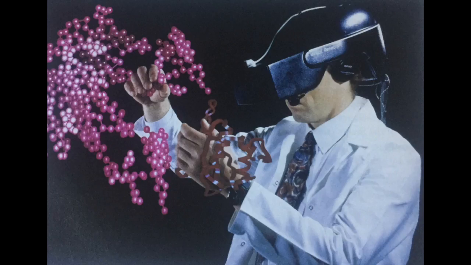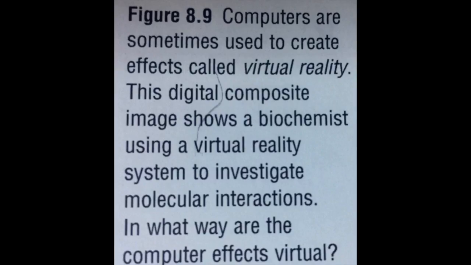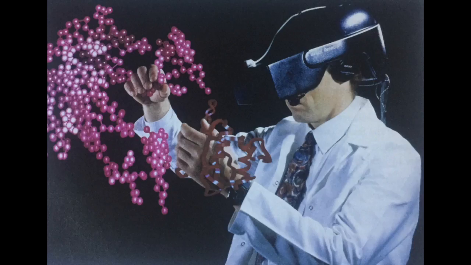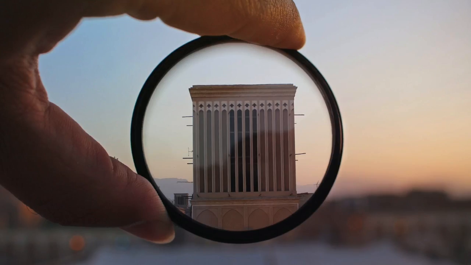See figure 8.9. Figure 8.9. Computers are sometimes used to create effects called virtual reality. This digital composite image shows a biochemist using a virtual reality system to investigate molecular interactions. In what way are the computer effects virtual? Plain mirrors always produce virtual images.